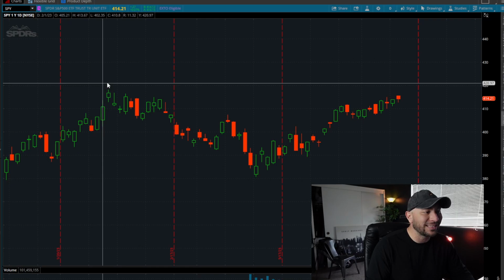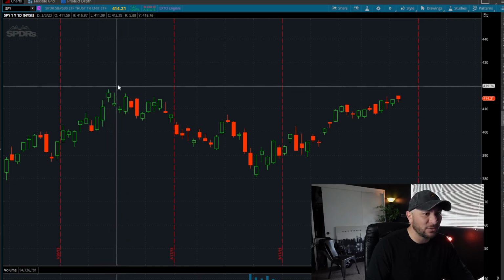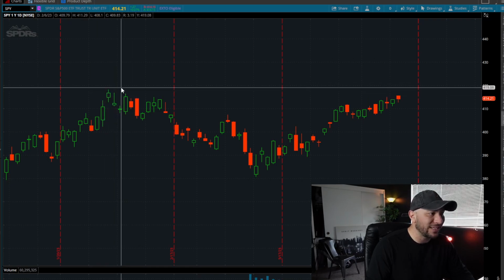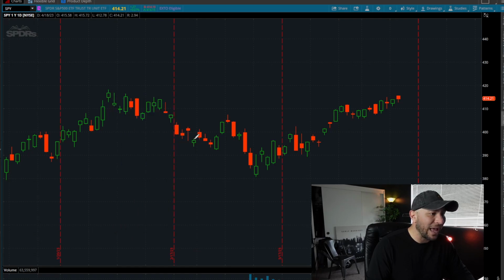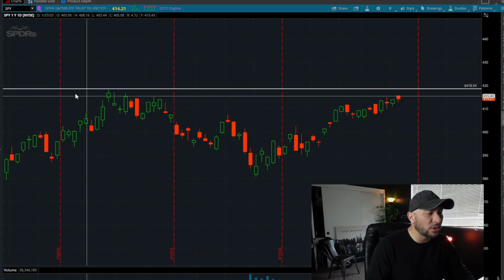What is the top here? Where did we have this rejection? Where did we have a lot of resistance? You can see the recent high here, 418.41, going back to February, is going to be our absolute high. So this is going to be our absolute top supply zone here.